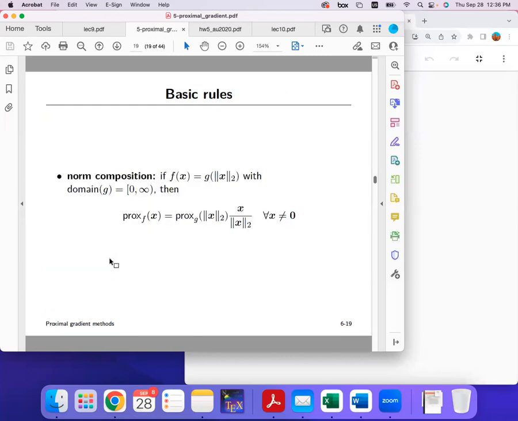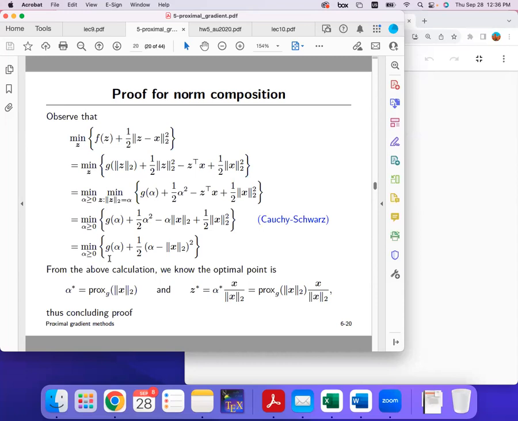And this property can be proved again by following the definition of proximal mapping. So we start from the definition. This is the definition of the proximal mapping associated with f. Now f of z is given by function g evaluated at the L2 norm of z. And for the quadratic term, we just decompose it into three terms.